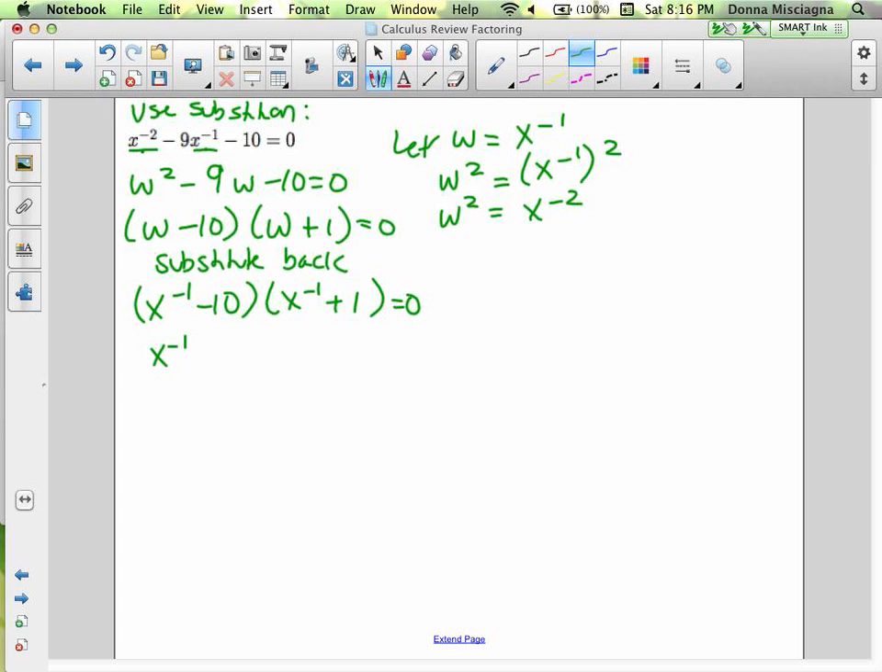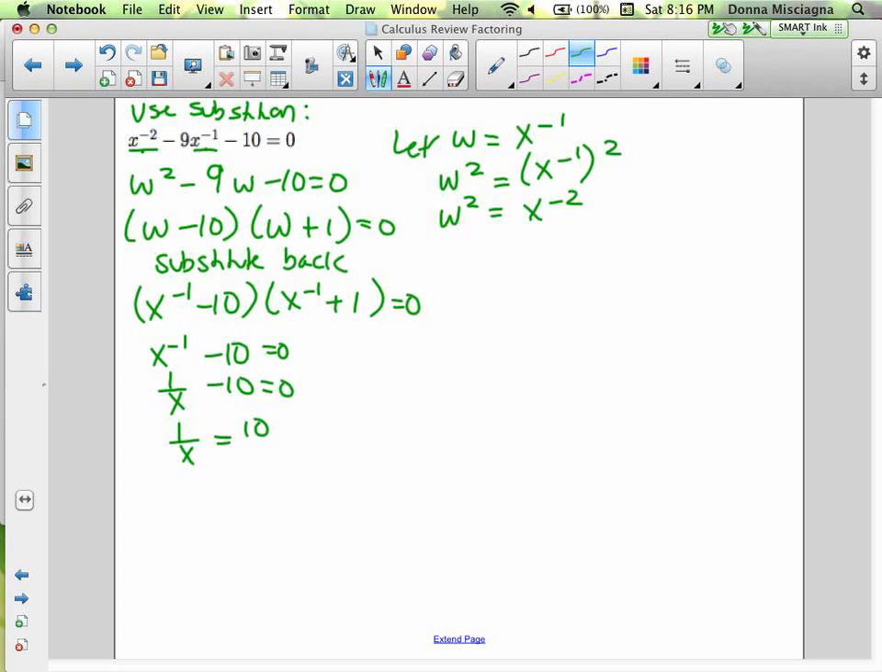x to the negative 1 minus 10 equals 0. Well, I think it'd be a lot nicer if we simplify the negative exponent. 1 over x minus 10 equals 0. Add 10 to both sides. 1 over x equals 10.